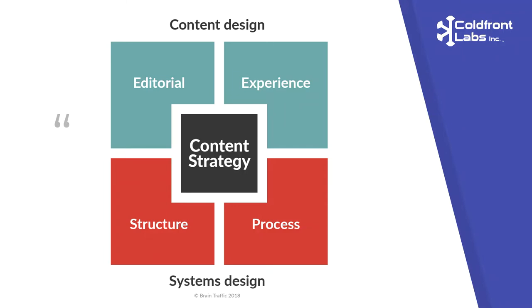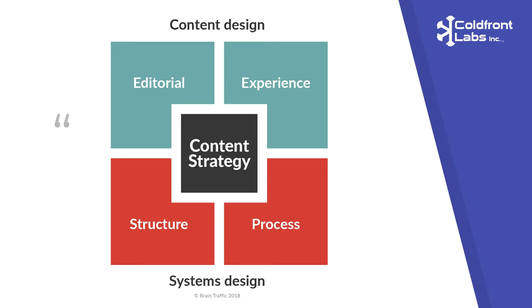So these four sectors are essentially editorial, experience, structure, and process. And they all have different characteristics, but they all work together. And you'll notice that structure and process are on the bottom, because they are the foundation of content. But here's the tricky thing. Structure and process often have to do with corporate culture, people, and workflows. Okay? And editorial and experience rise above that.